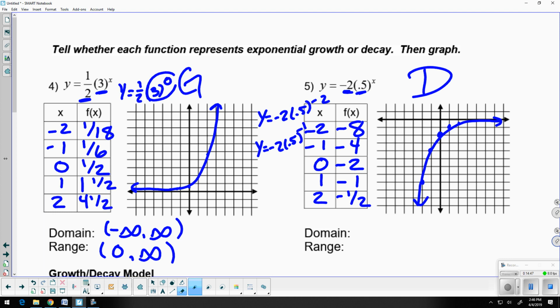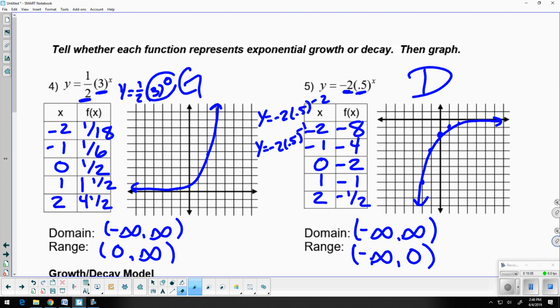Okay, so our domain again does not change. It's all reals. Could plug in anything we want to for x, all real numbers. The range, though, this time, since it's underneath the x-axis and all my y's are negative, it'd be from negative infinity up to 0 would be my range.